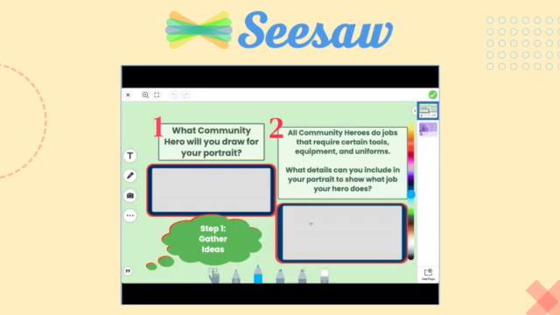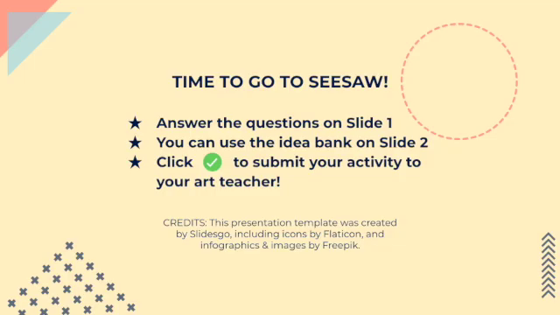So once you have answered the two questions in each of these boxes, or used the microphone or recording tools here to gather your ideas for step one, be sure you click your green check so your art teacher can see what you have thought about for your project today. Have fun! So now it's time to go to Seesaw. Answer the questions on slide 1, and remember you can use the idea bank on slide 2 to help you come up with ideas or for spelling. And please be sure to click that green check to submit your activity to your art teacher.